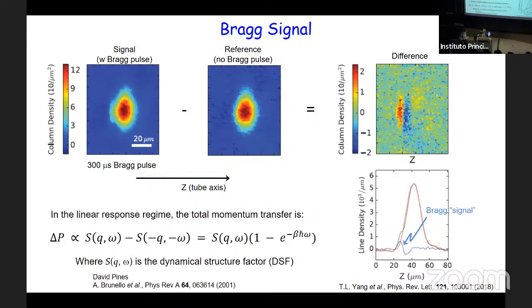So this is a little bit of theoretical work in which the output momentum transfer is related to the dynamic structure factor, which is in turn related to the temperature in this way. And in our case, beta h bar omega, compared to the temperature, was about 20%. Okay, so that's Bragg spectroscopy.